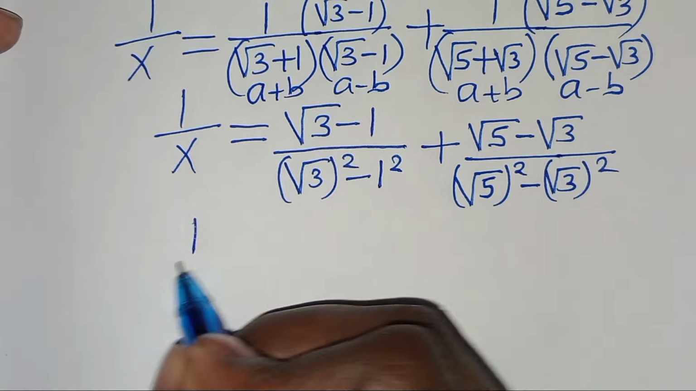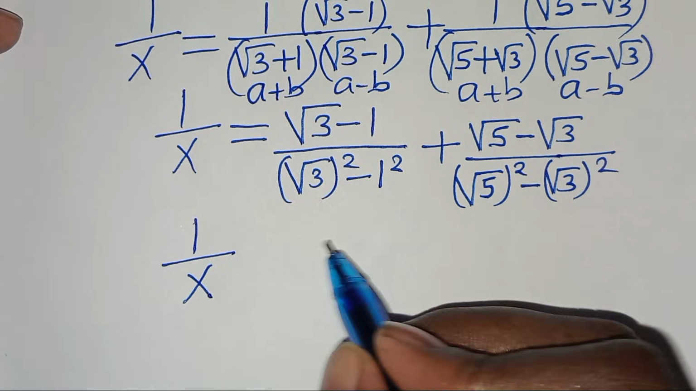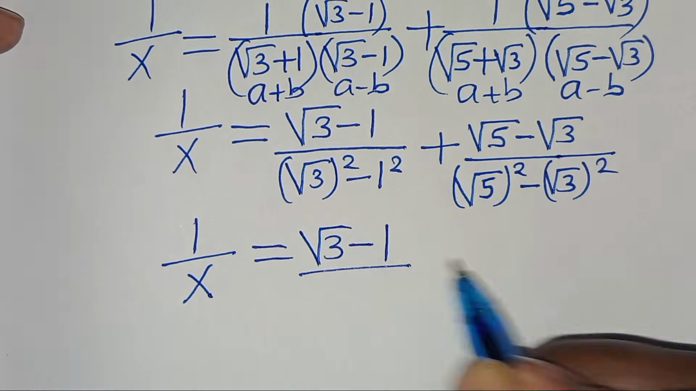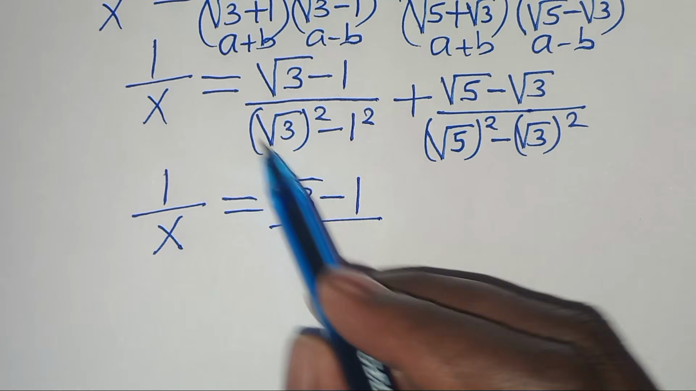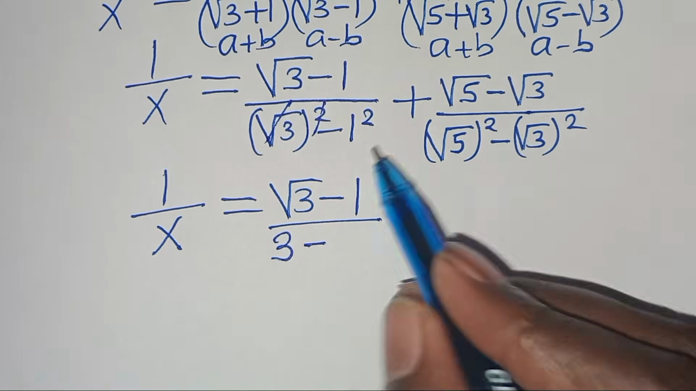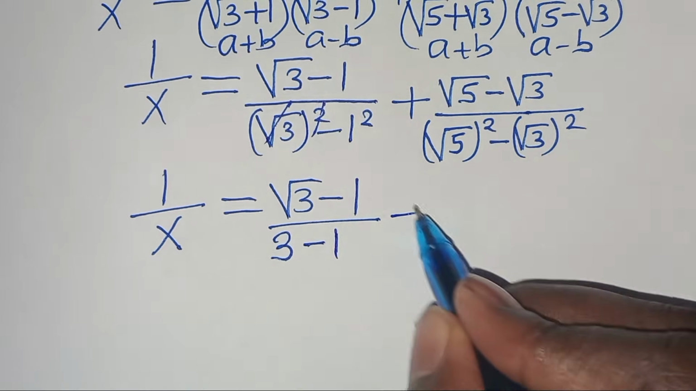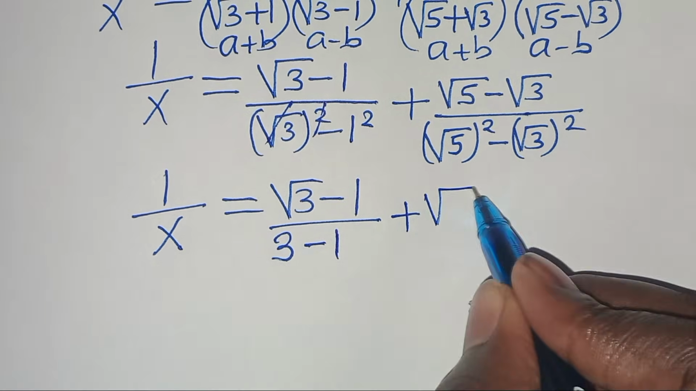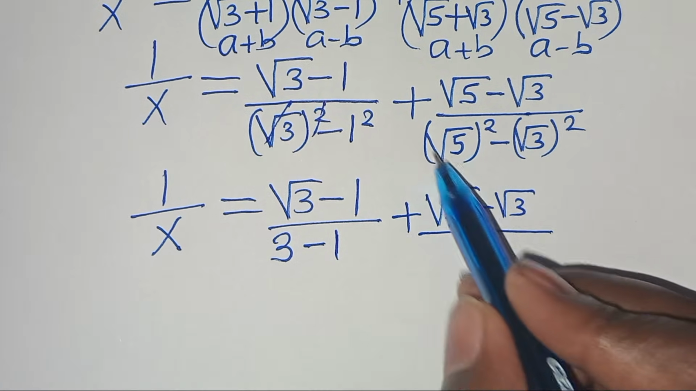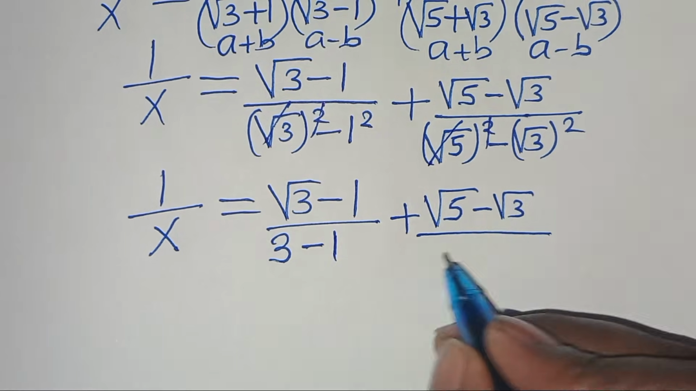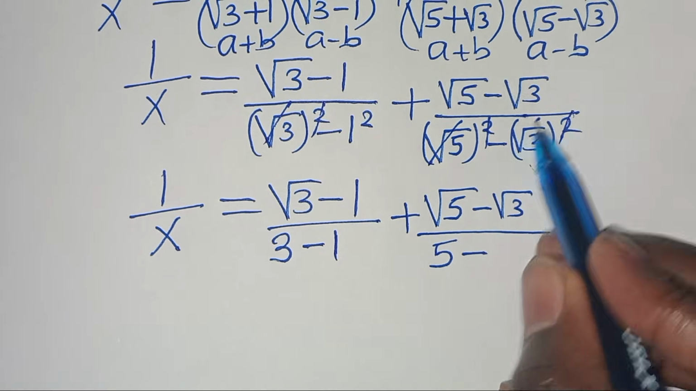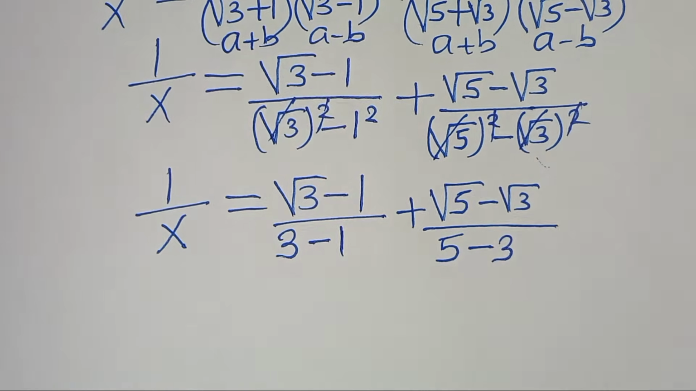So we have 1 over x is equal to square root of 3 minus 1 over, now square root of 3 to the power of 2, this means we eliminate the square root sign, we have 3 minus 1 squared, which is 1, then plus, in the numerator here we have square root of 5 subtract square root of 3 divided by square root of 5 to the power of 2, we eliminate the square root sign, so we have 5 minus square root of 3 to the power of 2 here, this is minus 3.